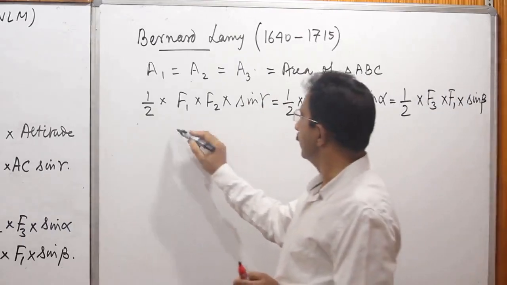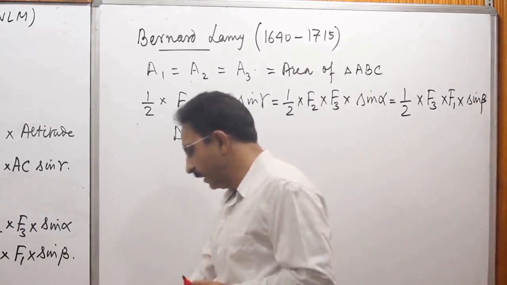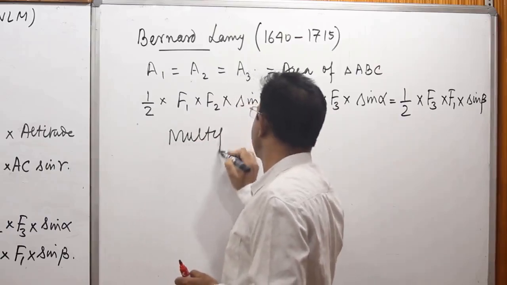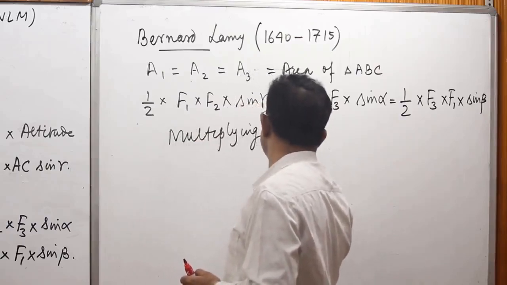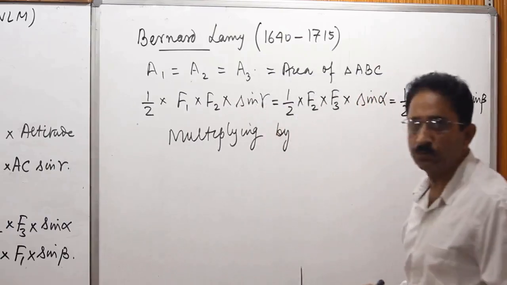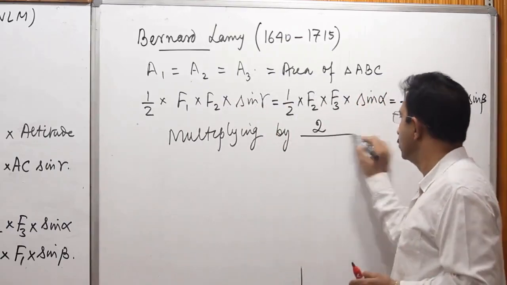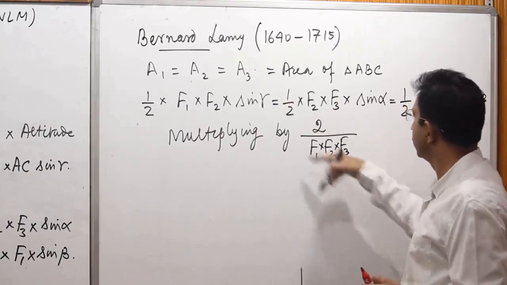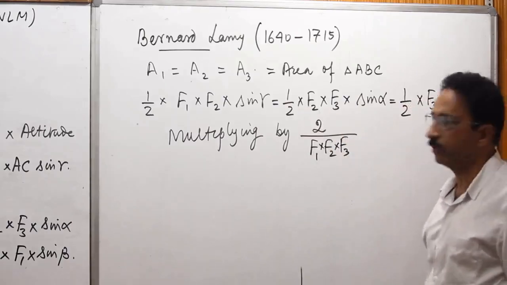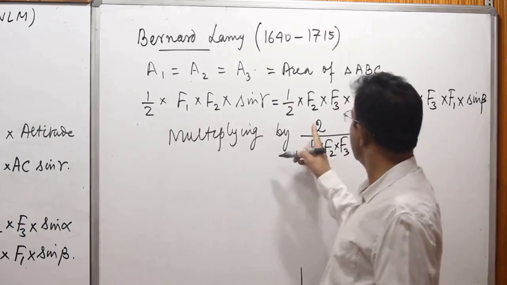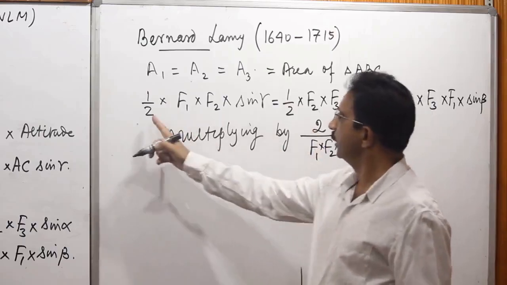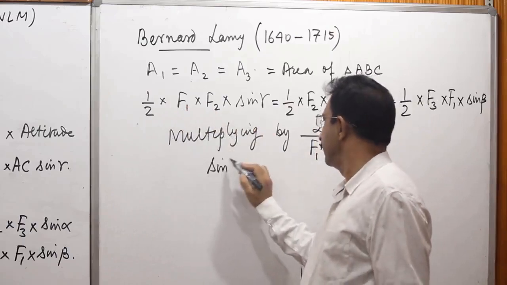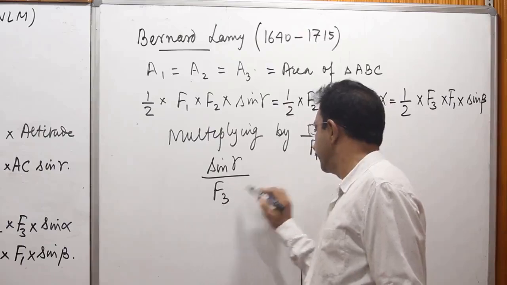So let's multiply. You see that all three have a factor of 1/2, so I multiply by 2 divided by F1 F2 F3. These factors will cancel out certain quantities. When you multiply here by 2 by F1 F2 F3, the 2 cancels out, F1 F2 cancels out, and you will be left with sin gamma divided by F3.